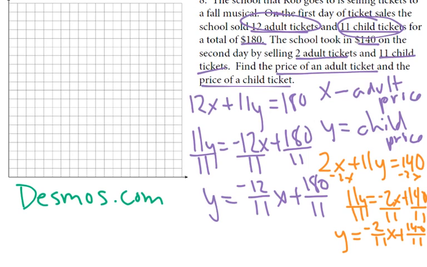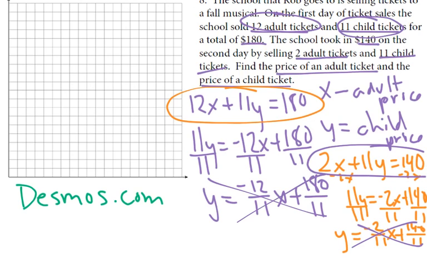The reason I really like Desmos.com is because I can actually type in these equations and use it to check my answer. Or in this case, I don't want to deal with these, so I can use it to graph these and go from there.